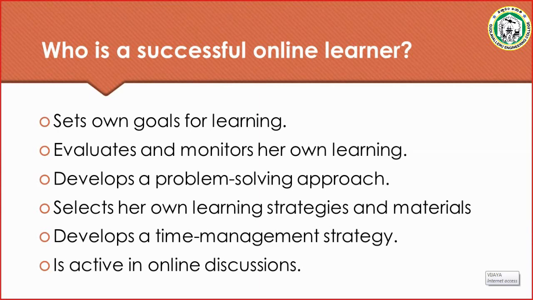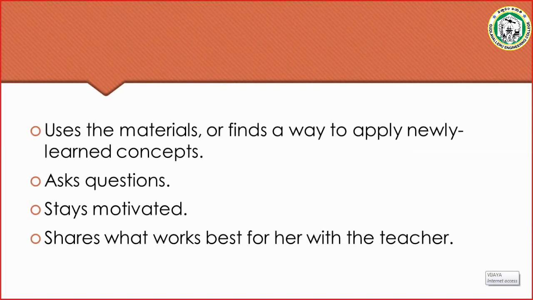A successful online learner is able to develop a time management strategy, is active in online discussions, and uses materials or finds a way to apply newly learned concepts. So being able to apply is important. She is able to ask questions, stays motivated, and shares what works best for her with the teacher. Now this is crucial for us as teachers. If learners do not tell us how they are responding to our online assessment and instruction tasks, it can get a little difficult in online formative assessment.